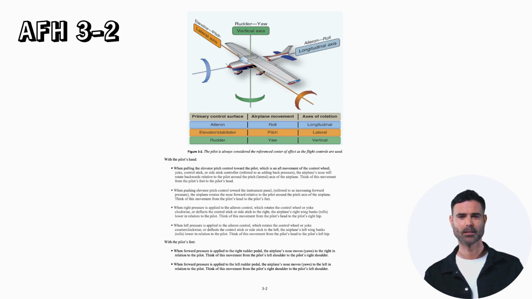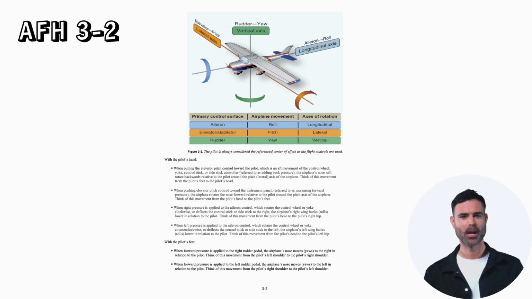With the pilot's hand, when pulling the elevator pitch control toward the pilot, which is an aft movement of the control wheel, yoke, control stick, or side stick controller, referred to as adding back pressure, the airplane's nose will rotate backwards relative to the pilot around the pitch lateral axis of the airplane. Think of this movement from the pilot's feet to the pilot's head. When pushing elevator pitch control toward the instrument panel, referred to as increasing forward pressure, the airplane rotates the nose forward relative to the pilot around the pitch axis of the airplane. Think of this movement from the pilot's head to the pilot's feet.